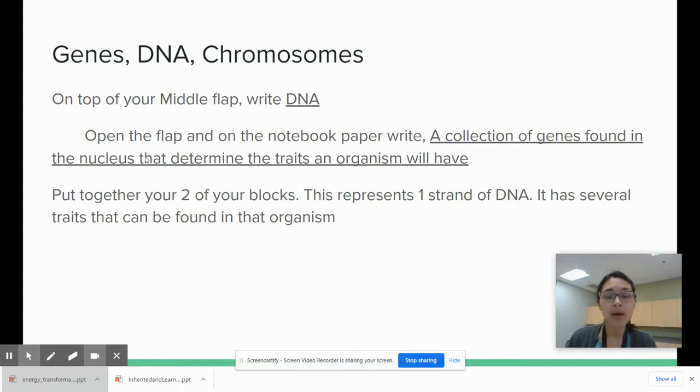Okay, so put 2 of your blocks together. Those of you who are in school, you put 2 of your blocks together, and this represents one strand of DNA. Okay, it has several traits that can be found in that organism.